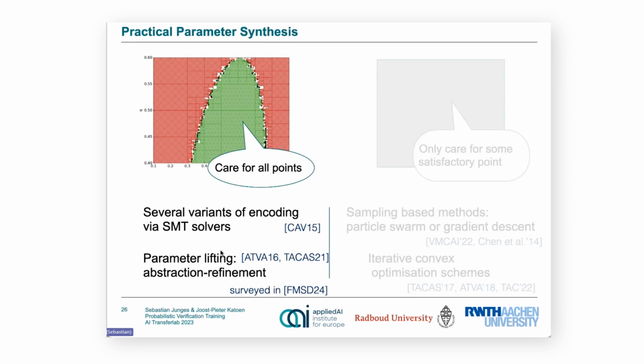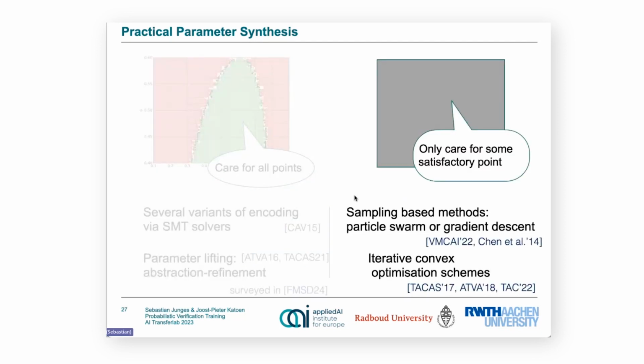They're based on a notion called abstraction refinement, and they have been heavily investigated. This is absolutely the state of the art, to approximate these pictures if you want to care for all these points. And then you can go up to, say, 10 parameters or something like that. It depends, of course, on your system, but 10 parameters and a million states is very reasonable there. On the other hand, if you only care for finding some satisfactory point, then we see two families of algorithms. One of them is based on sampling, right?